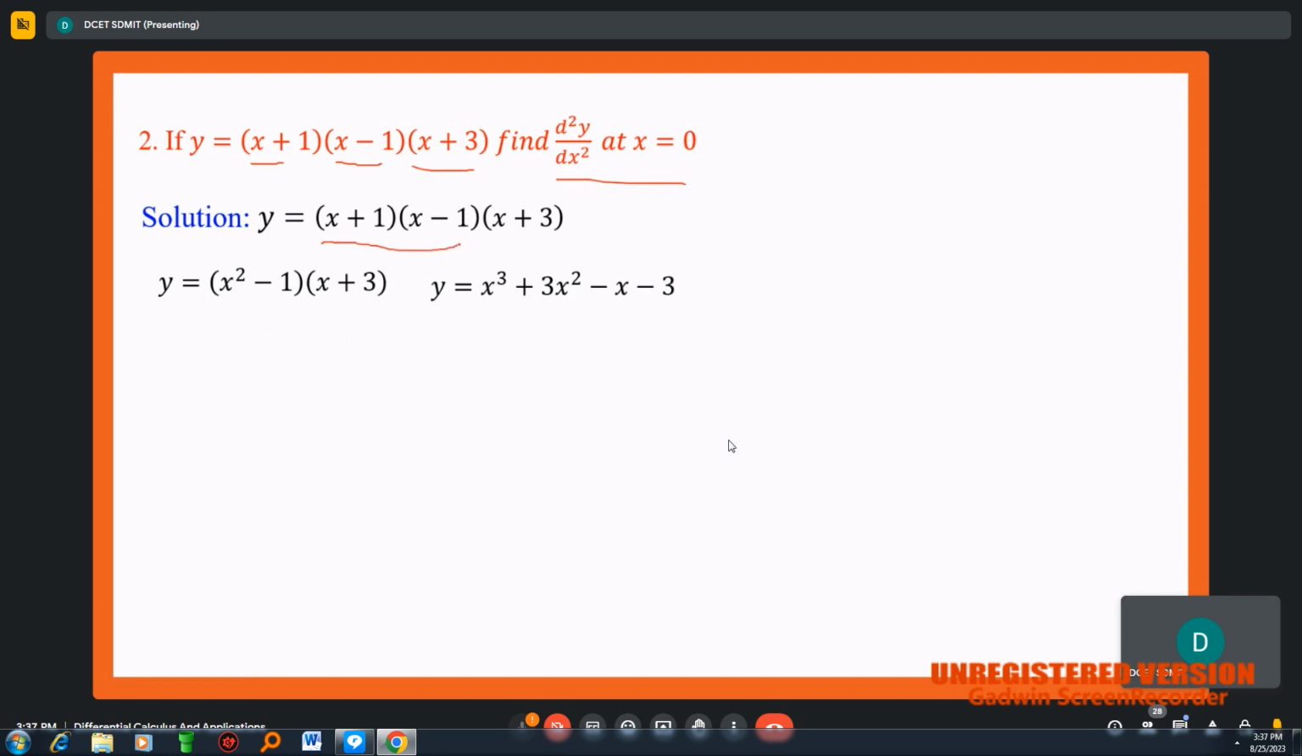We can apply here the identity a plus b into a minus b, which is nothing but a square minus b square. That is x square minus 1 square, and 1 square is 1. So x square minus 1 into x plus 3. After that, multiplying here, x square into x is x cube. x square into 3 is 3x square. Minus 1 into x is minus x. Minus 1 into 3 is minus 3.